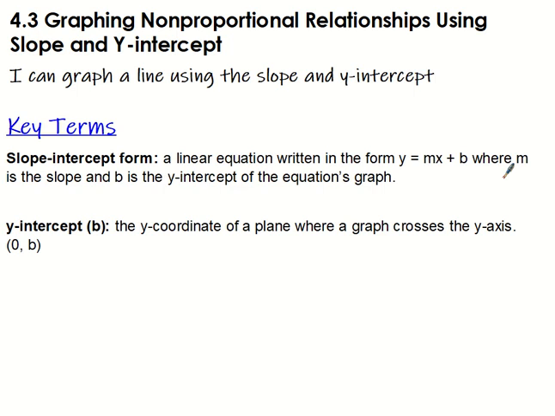So remember, slope-intercept form is a linear equation written in the form y equals mx plus b, where m is the slope and b is the y-intercept of the equation's graph. And the y-intercept, our b, is the y-coordinate of the point where a graph crosses the y-axis. It's that (0, b).